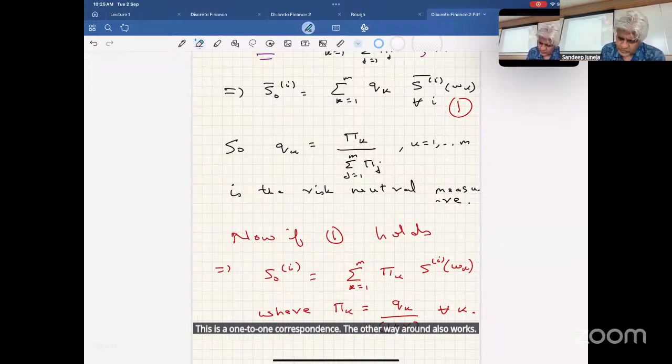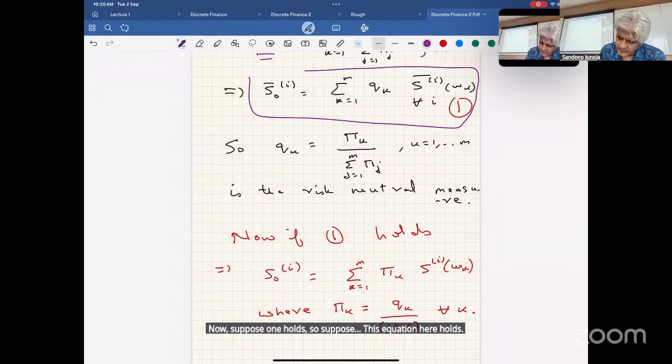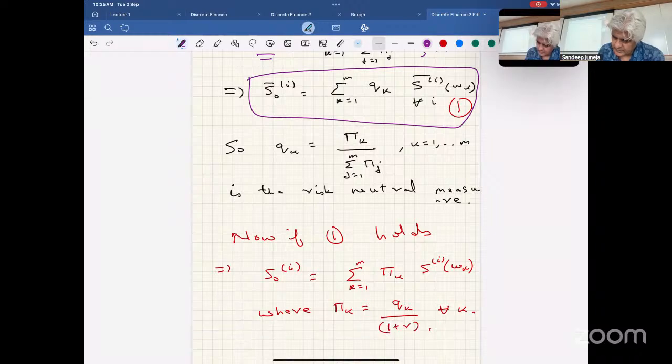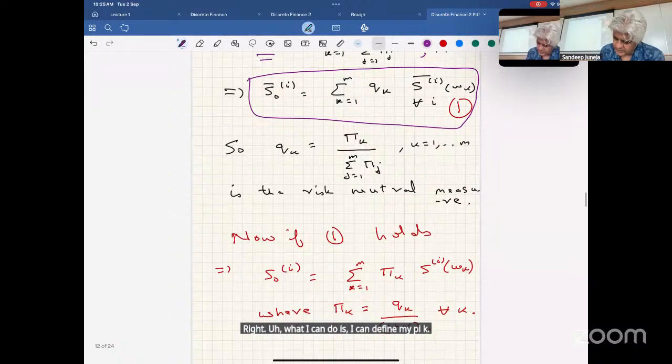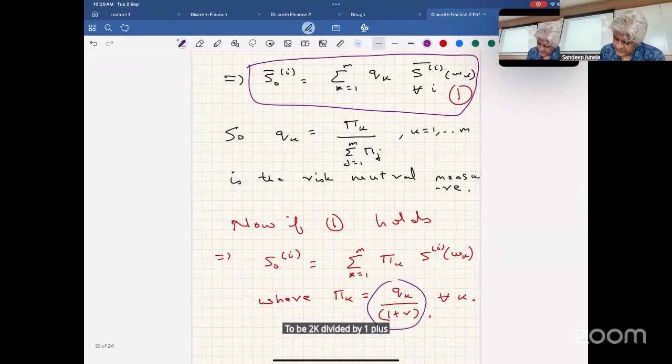Now suppose one holds. So suppose this equation here holds. Right? I want to just now basically write this equation without the bars. What I can do is define my pi k to be qk divided by 1 plus r. Right? So then I'll write this as qk divided by 1 plus r times 1 plus r, and that will get rid of the bar here. So I'm back to this equation right here.